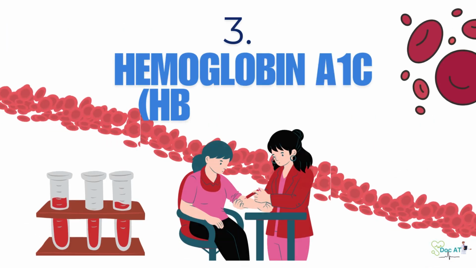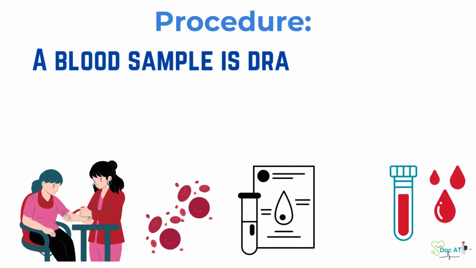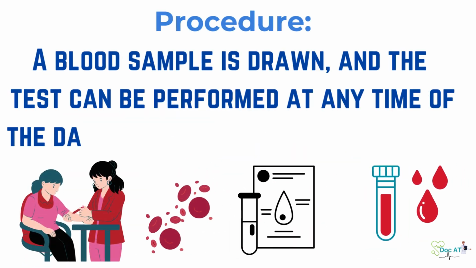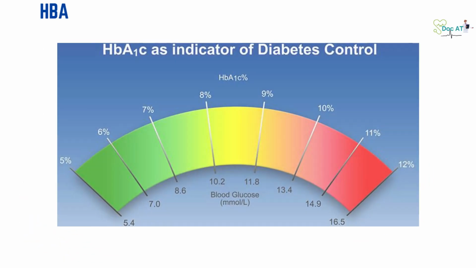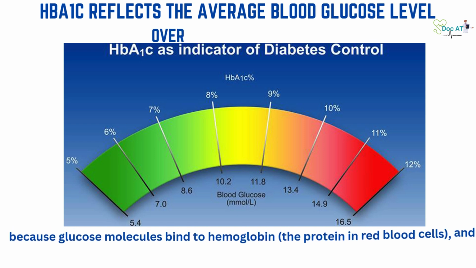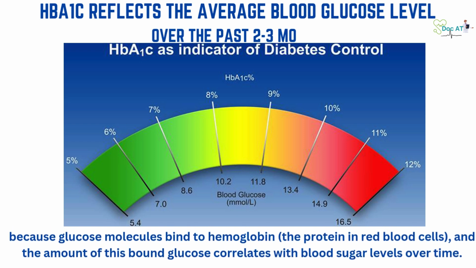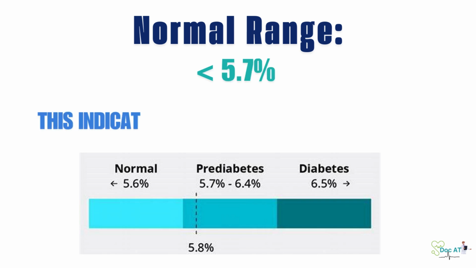3. Hemoglobin A1c, HbA1c test. Procedure. A blood sample is drawn, and the test can be performed at any time of the day, without the need for fasting. HbA1c reflects the average blood glucose level over the past 2 to 3 months, because glucose molecules bind to hemoglobin, the protein in red blood cells, and the amount of this bound glucose correlates with blood sugar levels over time. Normal range, less than 5.7%.